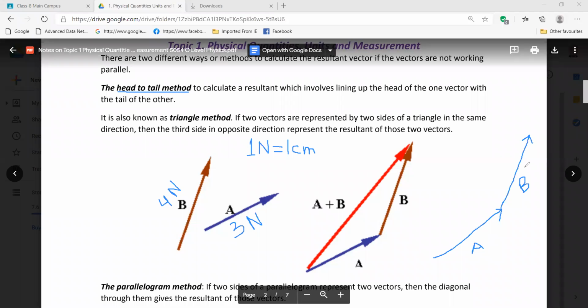After you are done with this step, you are almost 90% done. Till here you understood?